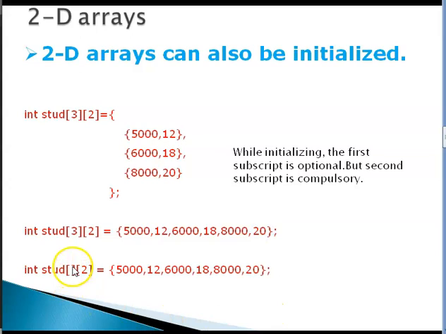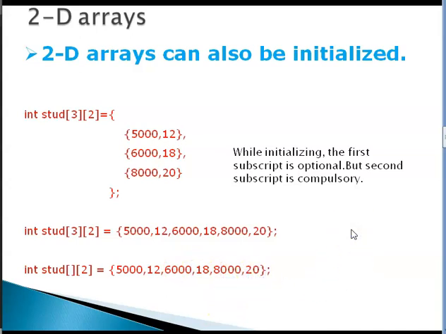You can omit the first subscript. The first subscript is optional, but the second subscript is a must. Here 2 specifies number of columns. So 5012 they form first row, 6018 second row, this forms third row.